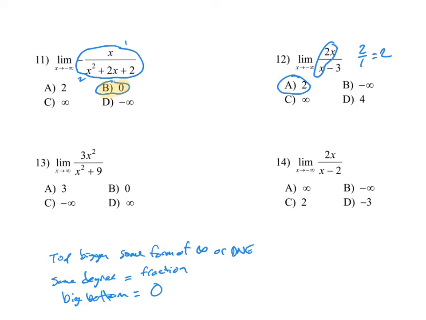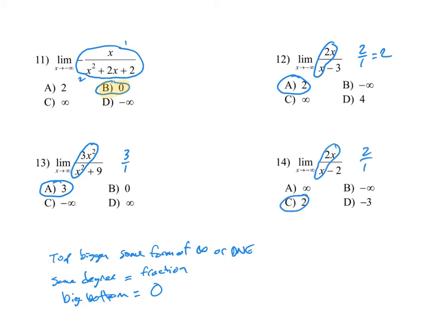For number 13, again, two polynomials. The leading term of the degree is the same. So degree 2 on top, degree 2 on bottom. My leading coefficients are 3 over 1, so I'm going to choose A on this one as well. And on number 14, again, two linear terms, the degree is the same. So this is a 2 over 1, and I'm going to choose letter C.